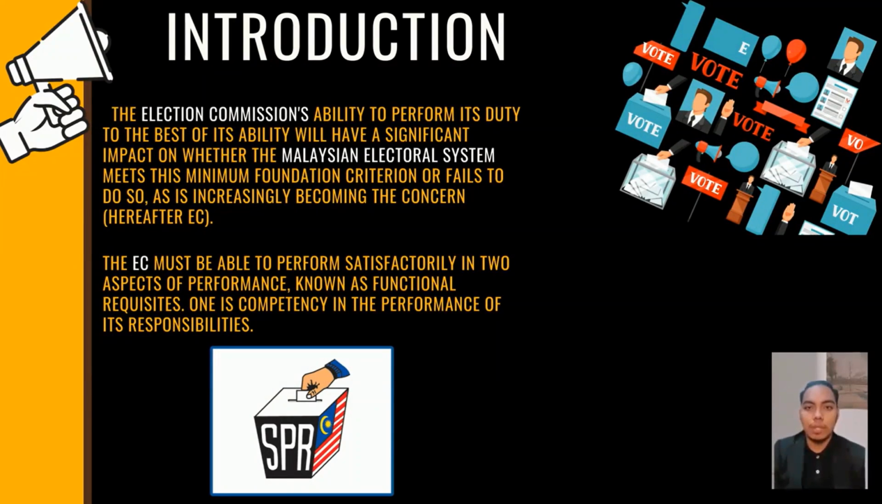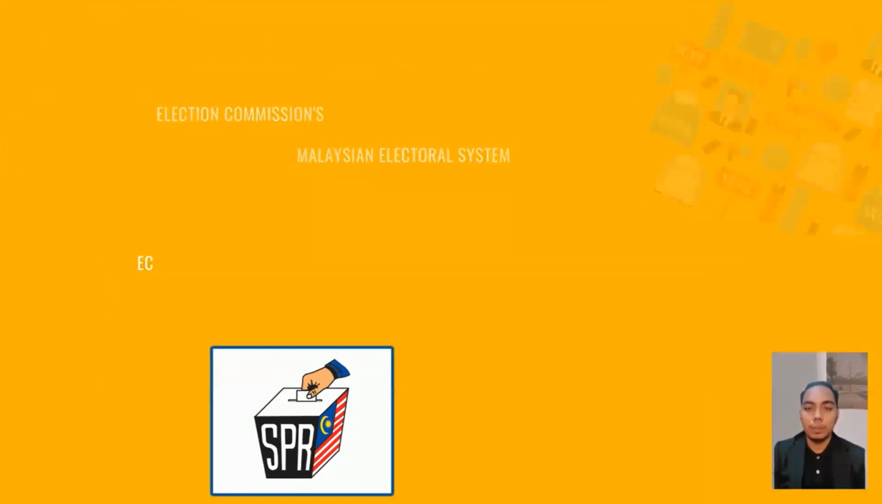This chapter will first provide evidence to support this claim, and then it will evaluate the Federal Commission's position, its performance, and how its performance might be improved. The EC must be able to perform satisfactorily in two aspects of performance, known as functional requisites. One is competency in the performance of its responsibilities. This and other rules establish the framework and constraints within which the EC must operate. Despite this, the EC retains broad and important functions, as well as considerable discretion and initiative, and its performance has the potential to have a significant impact on public confidence in the electoral system.